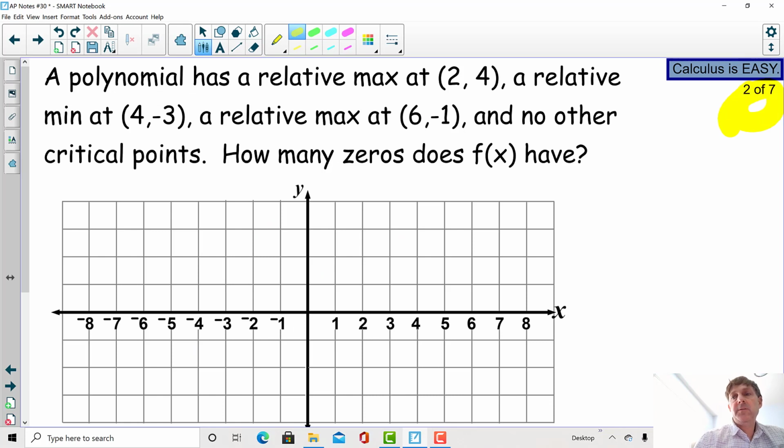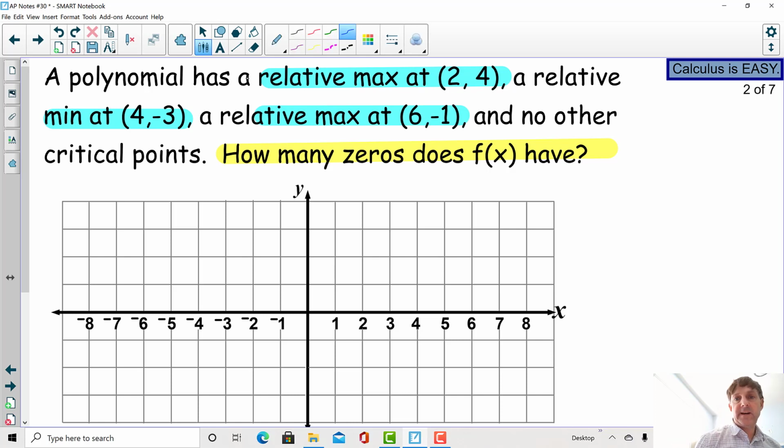Okay, we're doing question number 2 out of 7 questions. They're asking us how many zeros does this function have? And what they're giving us is they're telling us there's a max at this point, there's a min at this point, and a max at this point. So we're going to use that information. It's like a little puzzle.